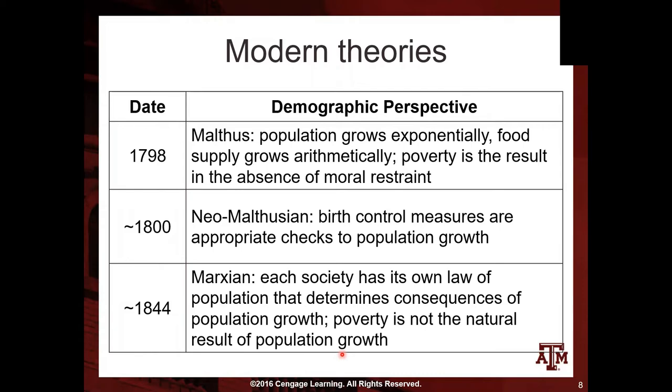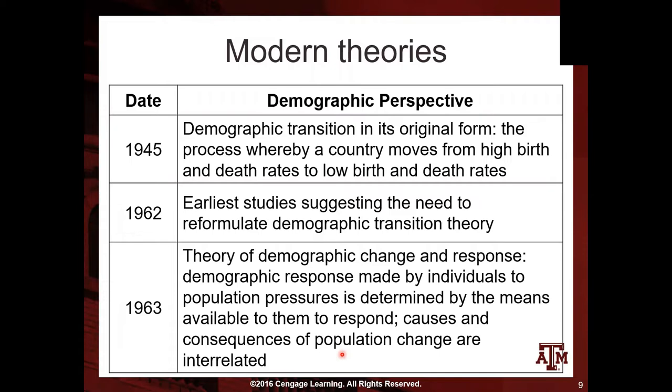And then in more recent decades, that's when demographers start to come up with those approaches, like we already discussed in the previous chapter, the demographic transition theory, right? In 1945, the demographic transition theory came up in its original form. That's the process in which countries move from really high death and birth rates, and then both start to decrease. But first, death rates decrease, and then afterwards they are followed by declines in fertility, in birth rates. In 1962, there were some early studies suggesting that you need to reformulate the demographic transition theory to understand specific issues that less developed countries faced compared to more developed countries, and also the effects of migration, that some countries have. So we have to complexify this analysis to understand it better.